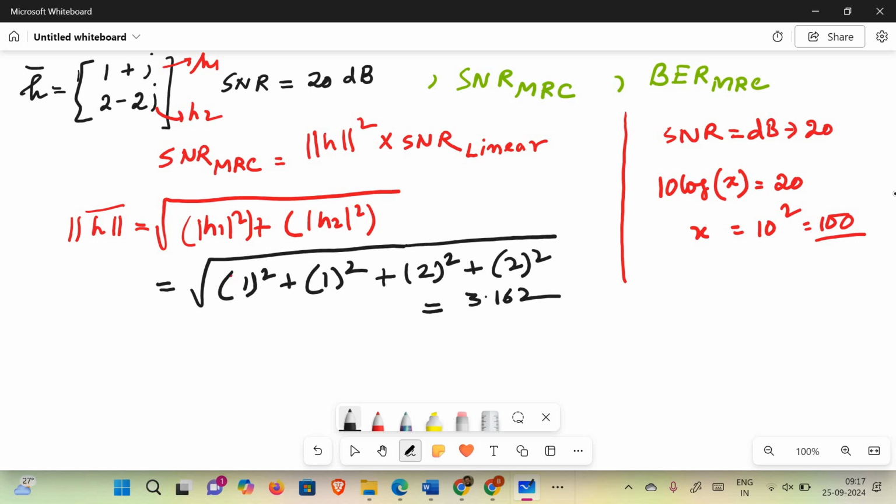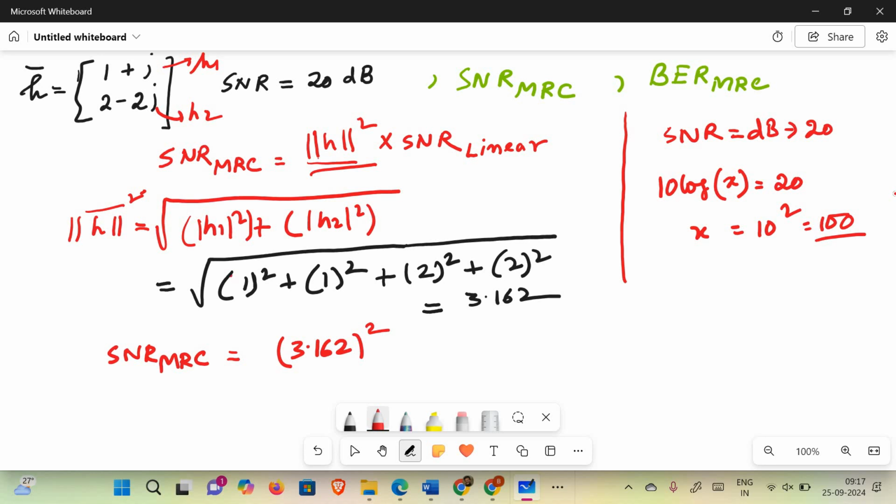Now we know SNR is 100 already. So let us have SNR MRC as well. SNR MRC is nothing but H square. So this is to be in square. So ideally we can have 3.162. In fact, what we can do is, if I take square here, can you do this calculation a little bit? I think I missed the square here. Actually, 3.162 is itself the squared value.